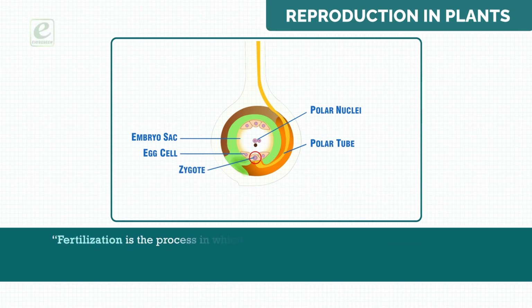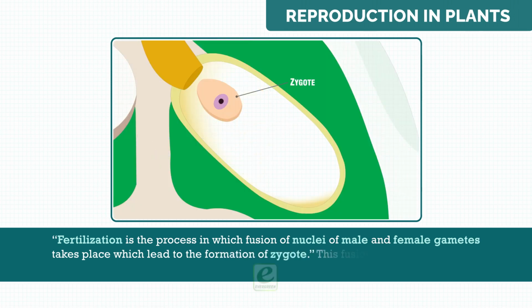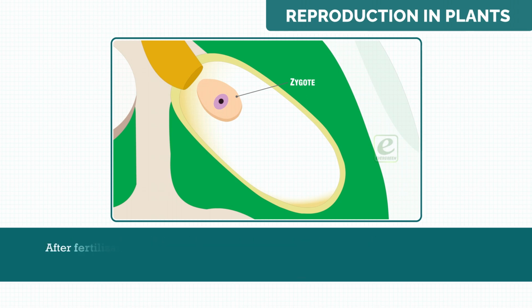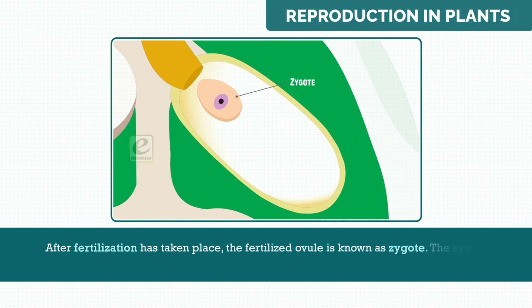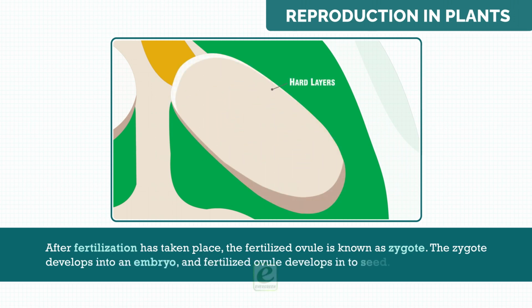Fertilization is the process in which fusion of nuclei of male and female gametes takes place, which leads to the formation of zygote. This fusion of male and female gamete is called syngamy. After fertilization has taken place, the fertilized ovule is known as zygote. The zygote develops into an embryo, and the fertilized ovule develops into seed.